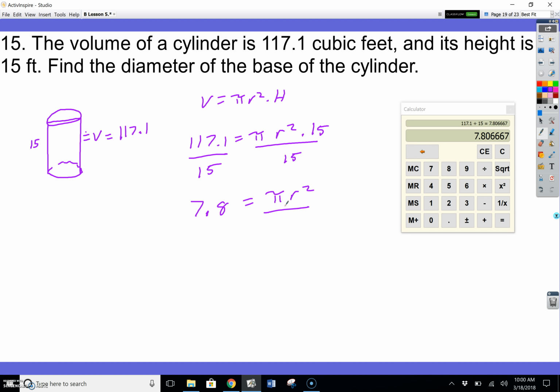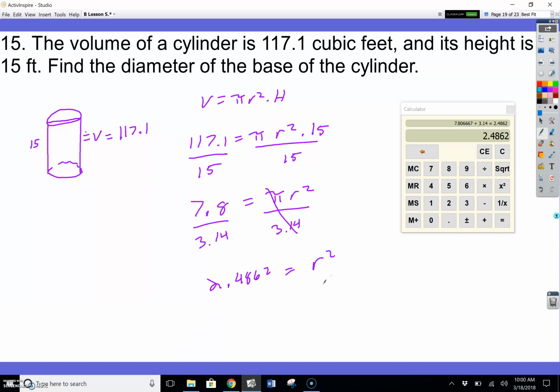Now what we're going to do, guys, is divide both sides by pi. And like I said, we don't have a pi button on our calculator, so we're going to divide by 3.14. This is the best approximation we can do. Now I want you to notice I wrote 7.8, but in my calculator I'm going to leave all these numbers. This is going to give me the closest approximation. So I'm going to divide both sides by 3.14, and I'm going to get an answer of 2.4862 equals r squared.